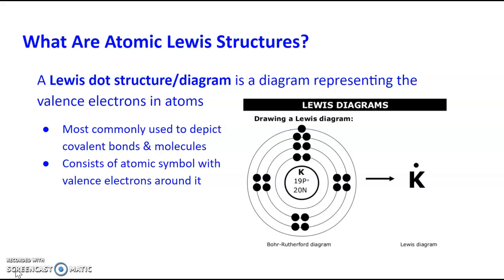And all it consists of is the atomic symbol with its valence electrons. So in the example to the right, we have the Bohr-Rutherford model that we've talked about many times for potassium. And then to the right of that, we have the Lewis diagram, which only has the potassium symbol K and the valence electron, because potassium only has one valence electron.